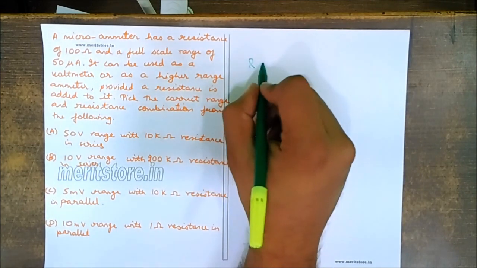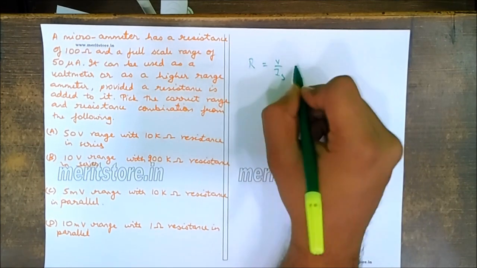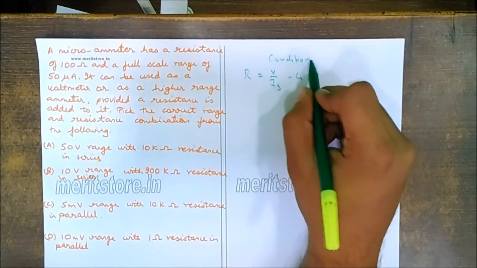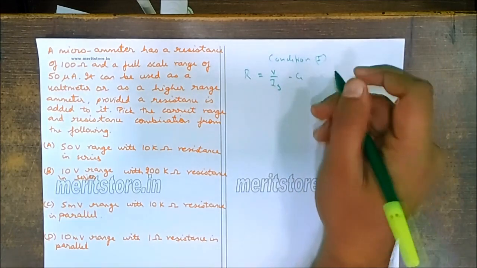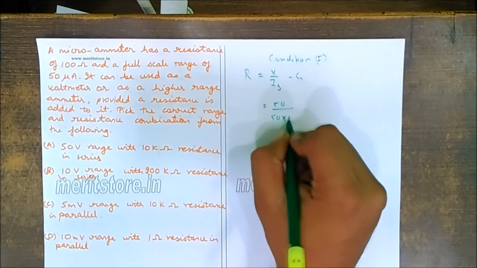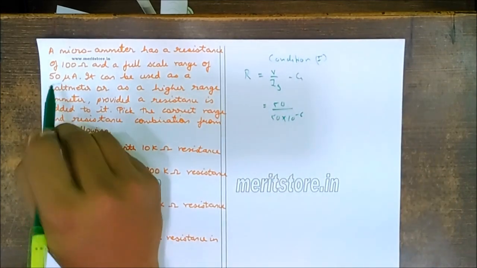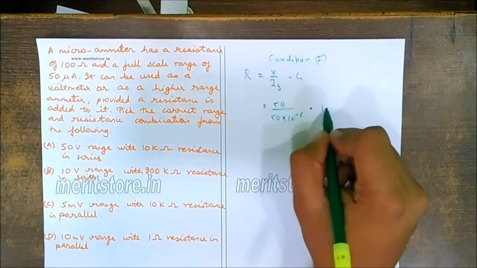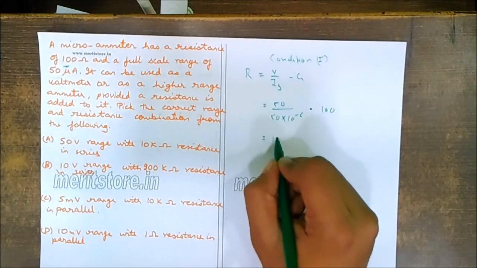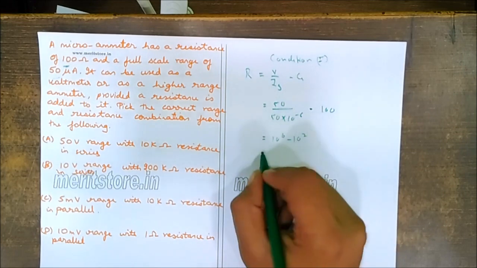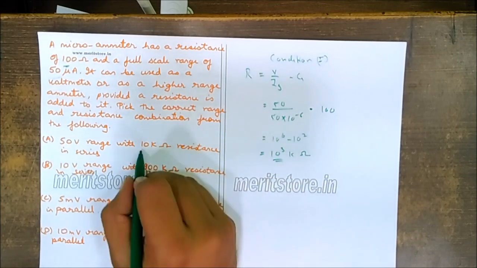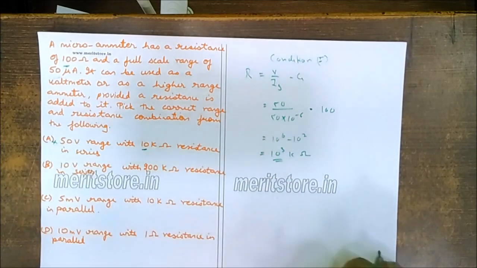So R is equal to V upon Ig minus G, condition 1. So we can say this is 50 upon 50 into 10 raised to minus 6, that is 50 microamperes, minus 100. On simplification I'll get 10 raised to 6 minus 10 raised to 2, that is equal to 10 raised to 3 kilo ohms and not 10 kilo ohms. So this option is incorrect.